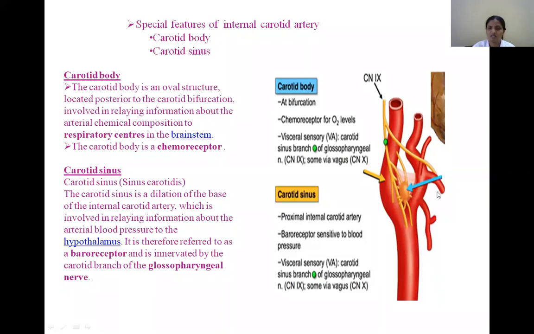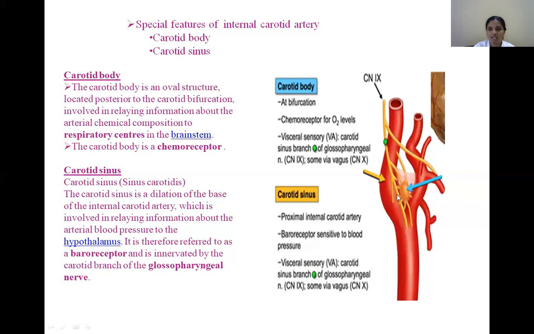And what is the importance of this carotid sinus? Here, this is referred to as a baroreceptor and is innervated by the carotid branch of the glossopharyngeal nerve. So by this innervation, reflexly, baroreceptor means it is a mechanoreceptor. It can recognize the pressure, blood pressure within the internal carotid artery. So it sends information to the hypothalamus and it is regulating the blood flow throughout. So very important.